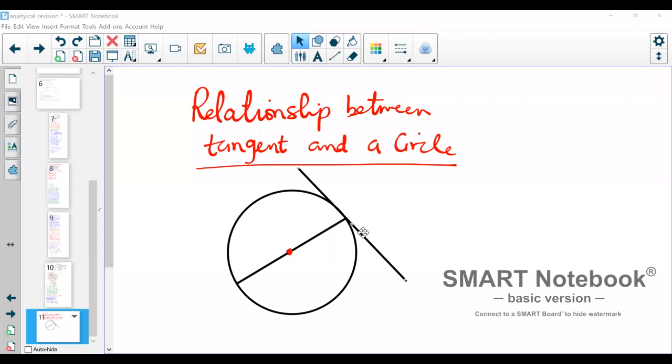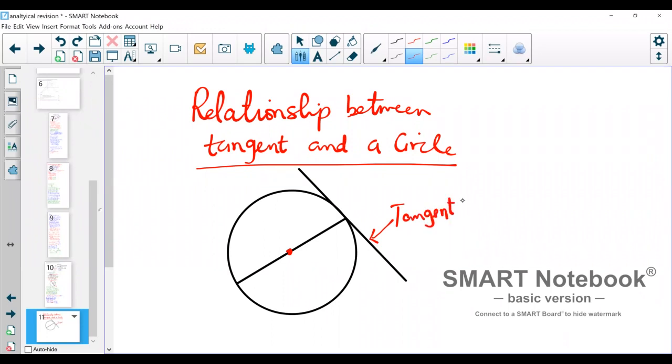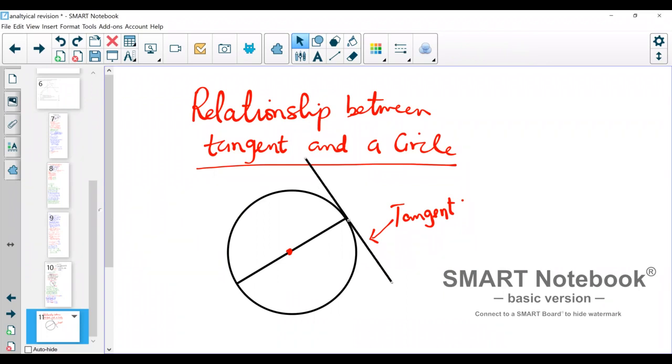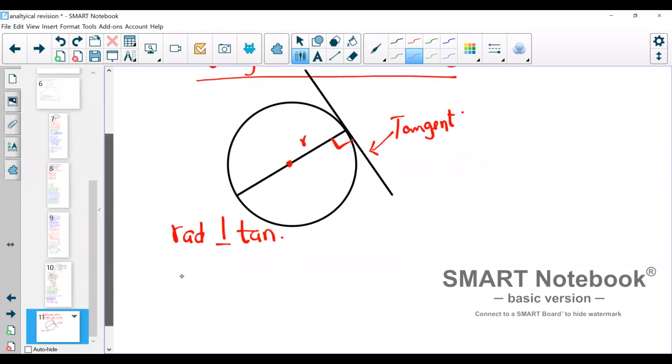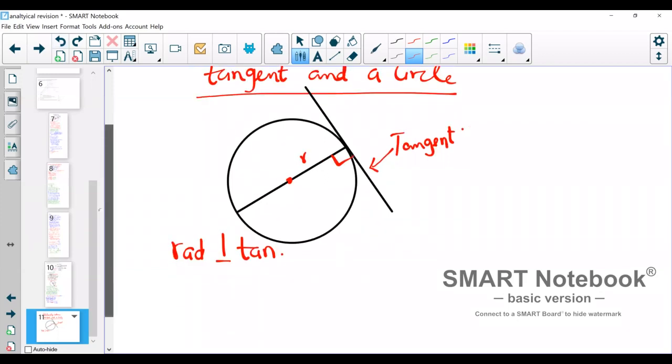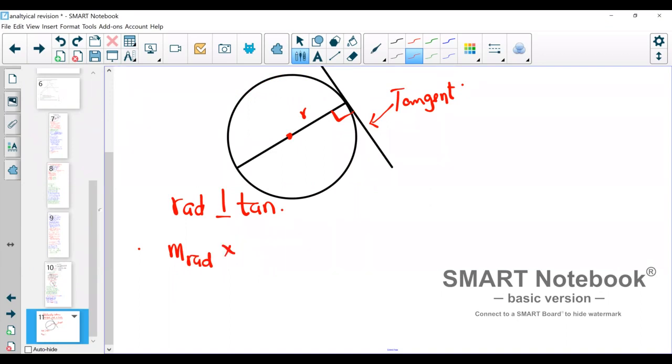Now, if I have a tangent there, so quickly check your own connection there. That's a tangent. All right. If that is a tangent, what do we know from Euclidean geometry? We know that the radius and the tangent share an angle that is 90 degrees. So we know that condition that says the radius is perpendicular to the tangent. And if that's the case, you know what it means? It simply means m rad times m tan is equal to negative 1.